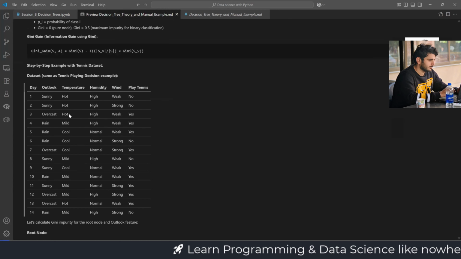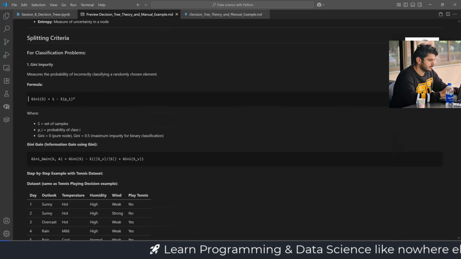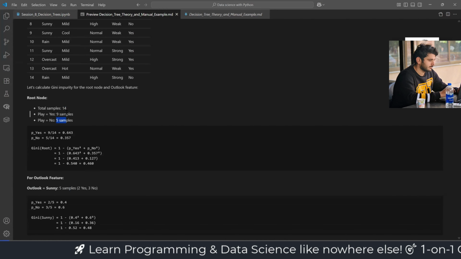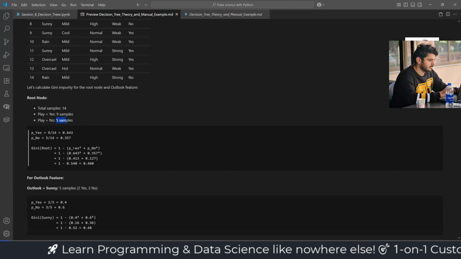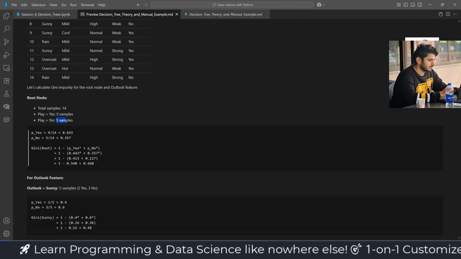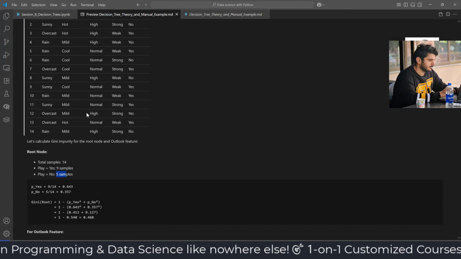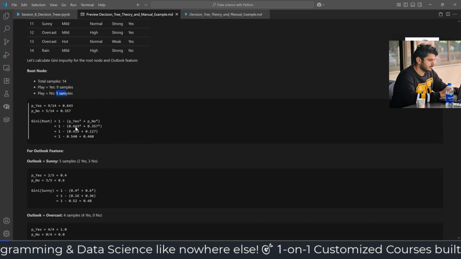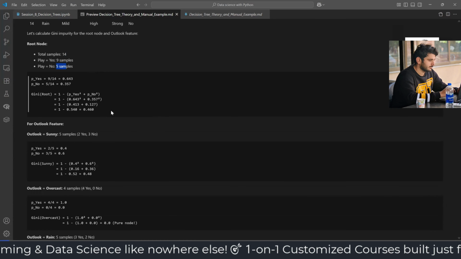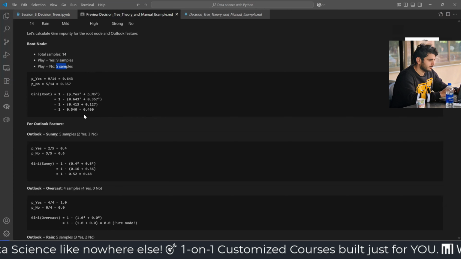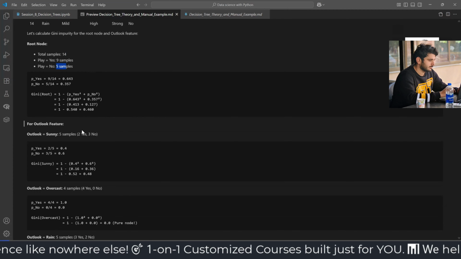Got it? Now what we need to do is use this formula: 1 minus the summation. Summation basically means the sum of these probabilities. So it is 1 minus the sum of these two probabilities, and we also need to take the square here because we have a square in the formula, right? We will get a number for Gini, and it's going to be 0.46 in this particular example.